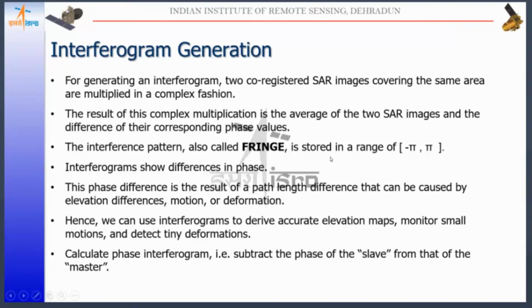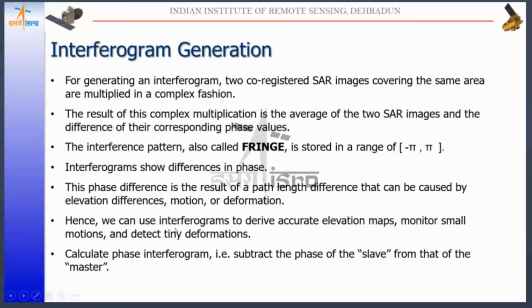The phase is in the range of minus pi to pi or 0 to 2 pi. So the phase will lie either between 0 to 2 pi or minus pi to pi. The interferogram shows the differences in phase. So if we display the interferogram, what it shows is the differences in phase.